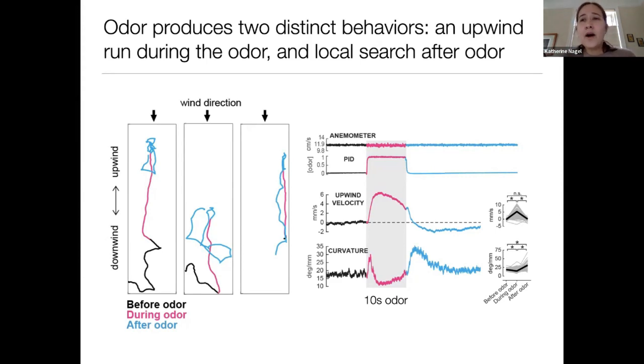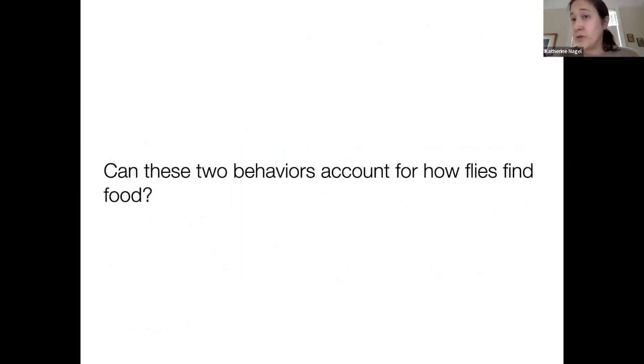Okay, so we next wondered whether these two behaviors together could account for how flies find a real odor source in a turbulent environment. And so we developed a fairly simple computational model of this behavior, which I'm going to illustrate here.